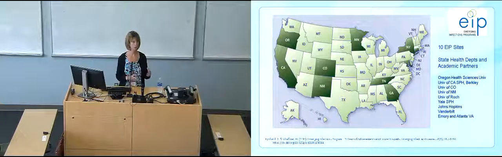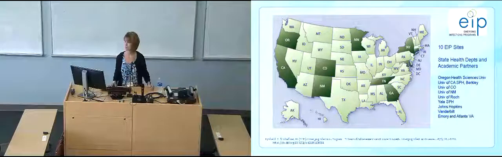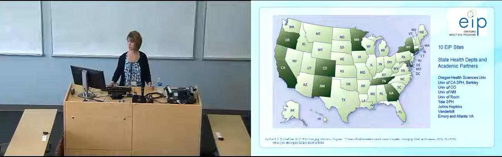So as projects come up that are really more suited to an academic center, we try to partner with academic centers. So the academic centers for the states that are currently funded are Oregon Health Sciences University, University of California School of Public Health Berkeley, University of Colorado, University of New Mexico, Rochester in New York, Yale School of Public Health for Connecticut, Johns Hopkins for Maryland, Vanderbilt in Tennessee, and Emory and the Atlanta VA in Georgia. The size of these programs in each of these states also varies quite a bit. It ranges from about 22 FTE to 58 FTE that are funded between both the state health department and the academic site.